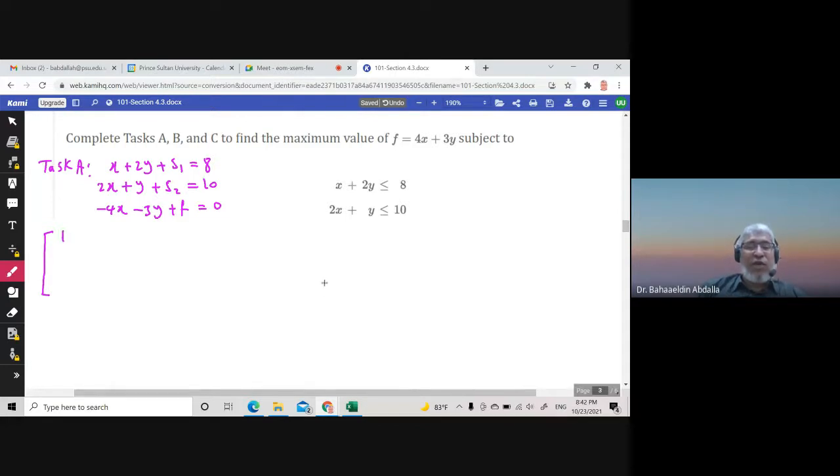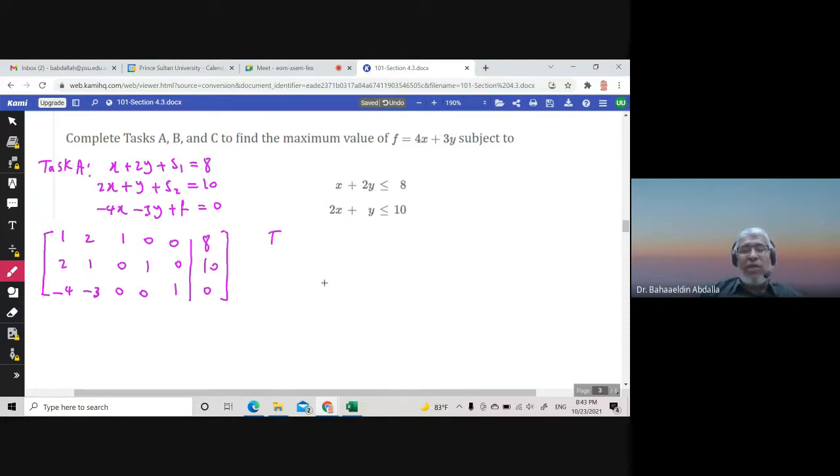Coefficients of x are 1, 2, negative 4. Coefficients of y are 2, 1, negative 3. Coefficients of s1, 1, 0, 0. s2, 0, 1, 0. f, 0, 0, 1 because there is no f in the first two equations. And now the right hand side 8, 10, 0. And this is the initial simplex matrix. And we finished task A.